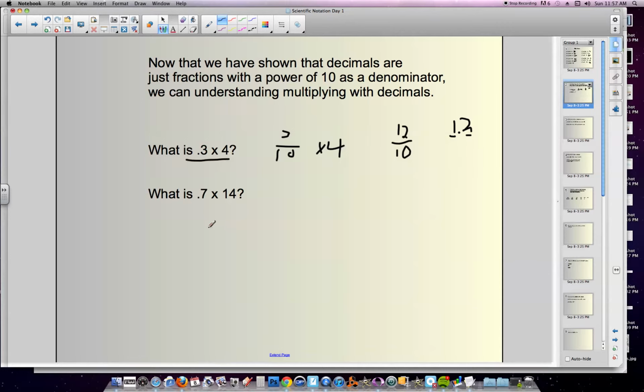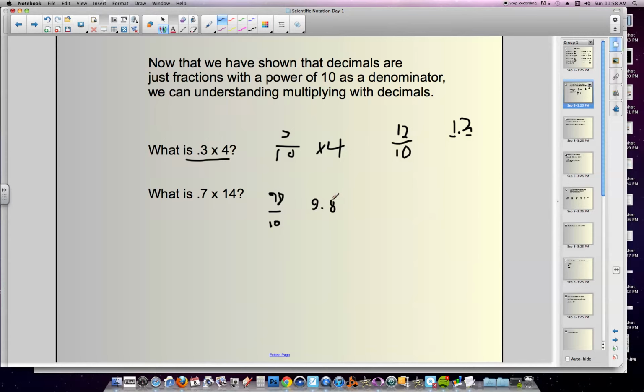And we can get kind of quick at this and say, well, what is 14 times 7? Well, that's going to come out to be 98, right? So this is 98 over 10. Or we can just shift that place value over 1 and figure out that it is 9.8.